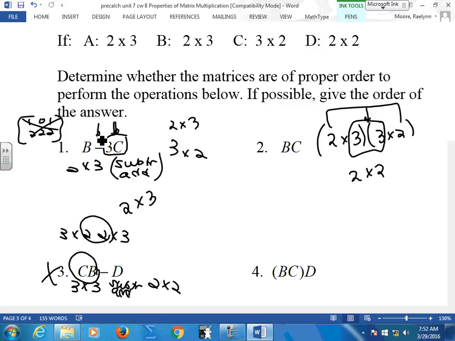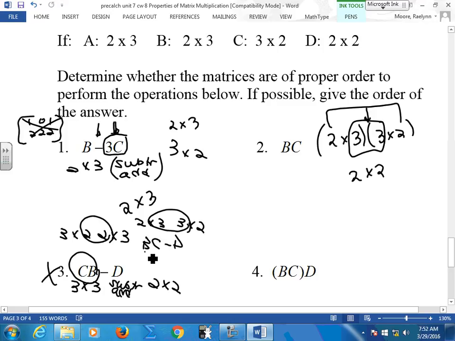Go again. If it says BC times C, can you do that? If it said BC, let's see what BC says. Let's rewrite it so we don't confuse anybody. B is a 2 by 3, and C is a 3 by 2. So what would your resulting matrix be? And you would also subtract or add a 2 by 2? Absolutely. So it doesn't matter.